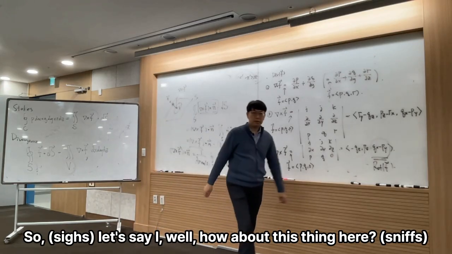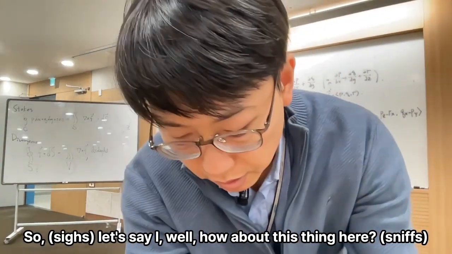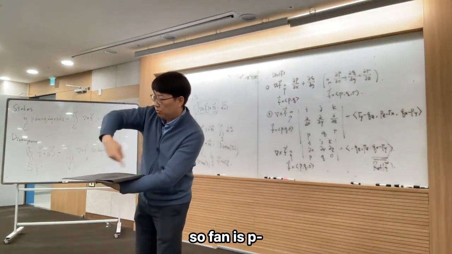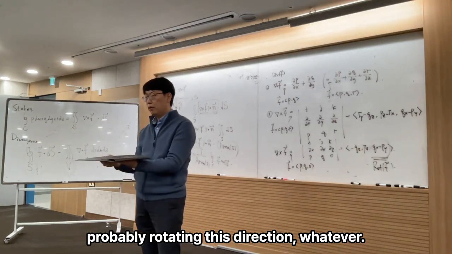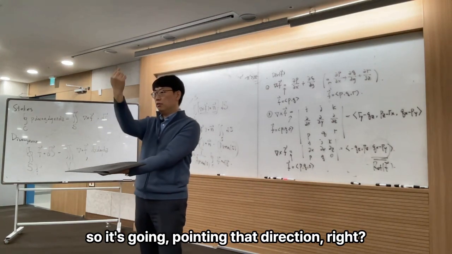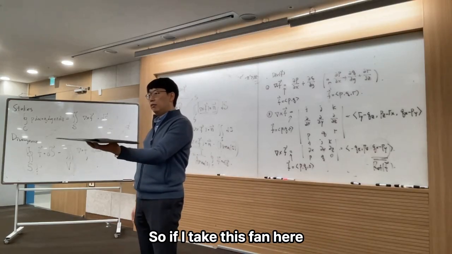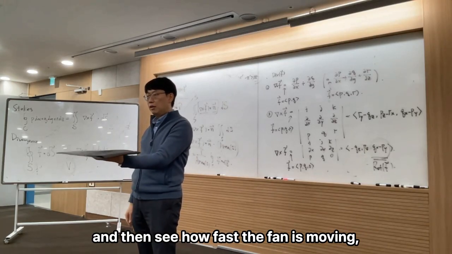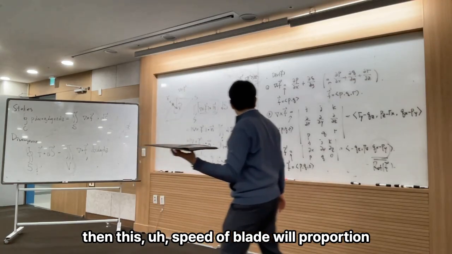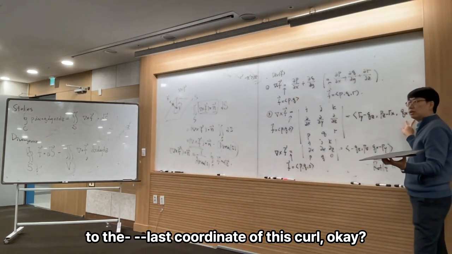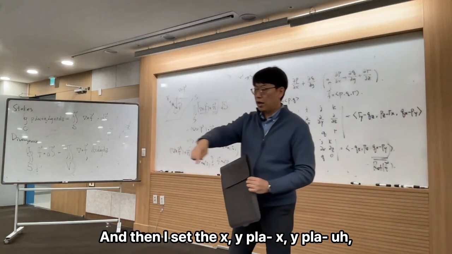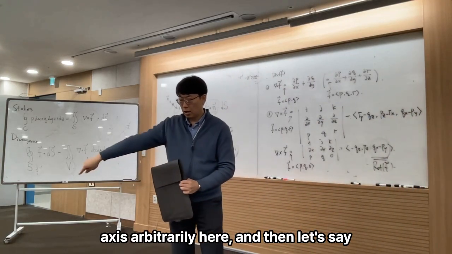So let's say this is your fan. This is the surface of your fan. The fan is probably rotating in this direction, whatever. So here's the wind, and I put it up here, so it's pointing in that direction, right? If I take this fan and see how fast it is moving, then the speed of the blade will be proportional to the last coordinate of this curl. Okay? And then I set the xy axes arbitrarily here.